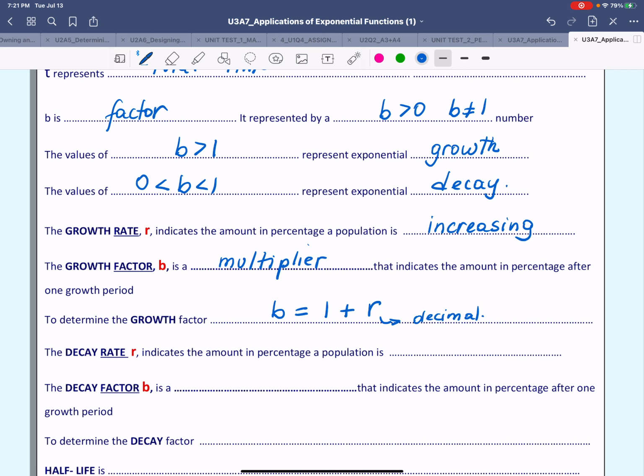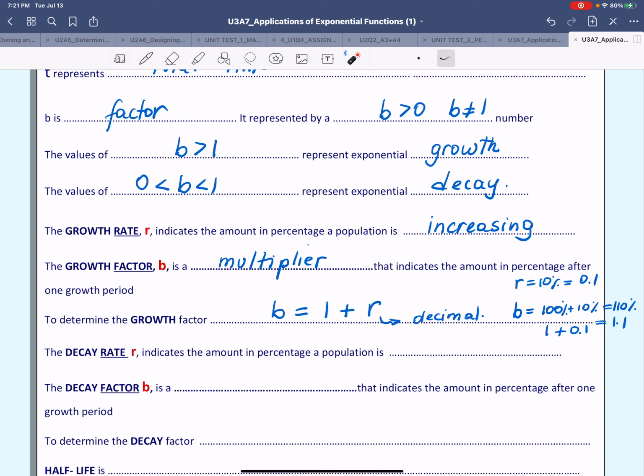For example, if a population is increased by 10%, then we say that R equals 10% or 0.1. The value of B will be 100% of the population, what it was before, plus 10% of it, which makes it 110% or 1.1. Or we can look at it as 1 plus 0.1. So this is the reason why we add 1 plus R when R is in decimal form.